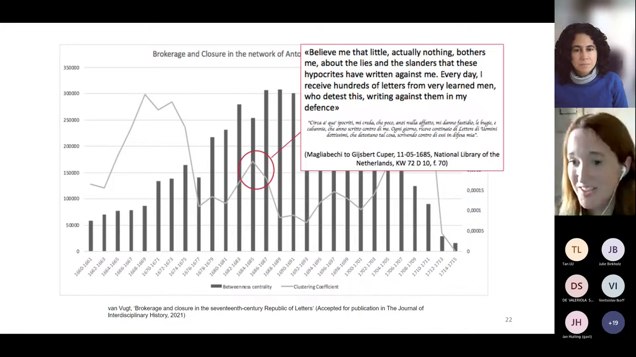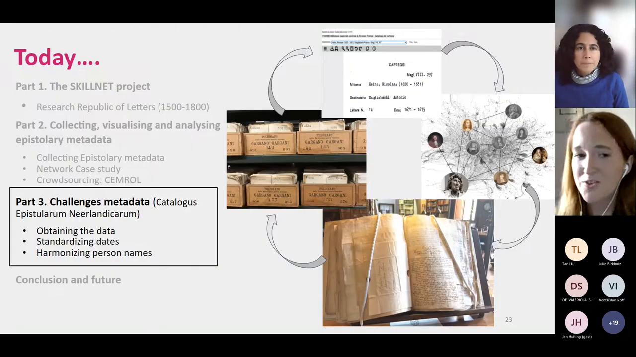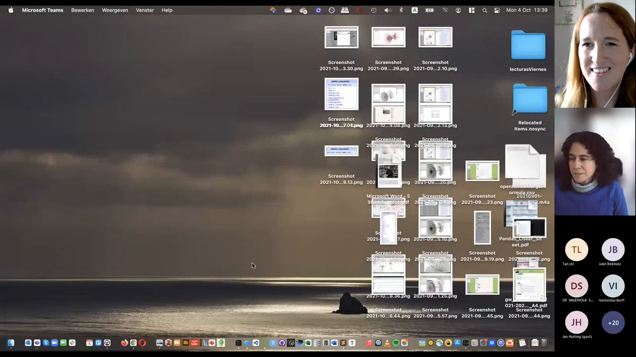But before we can make these kinds of analyses, we still need to structure the data. And that's why I would like to move on to the third part of the presentation, in which Liliana will say something more about the data preparation. And I will stop sharing my screen. Yes. So.